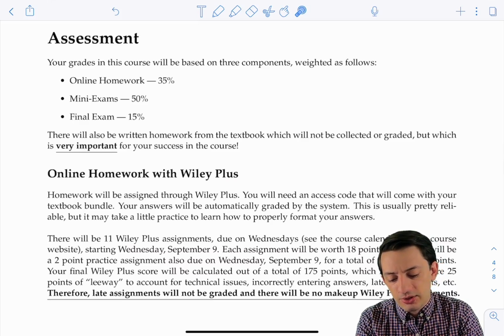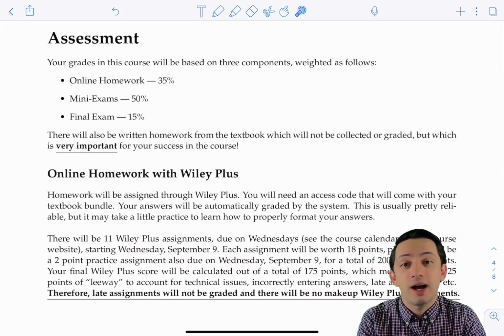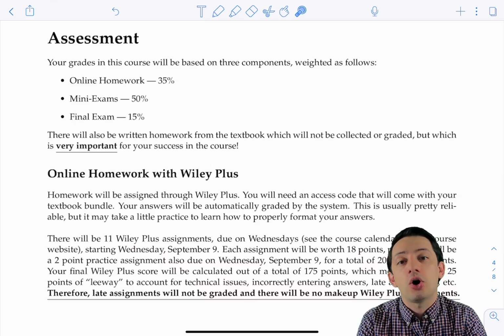And you should really think about this 35% as kind of giving you credit for the written homework too, even though it's not going to be collected or graded. You should think about that 35% as how much effort I think that you should spend in all of the homework together.